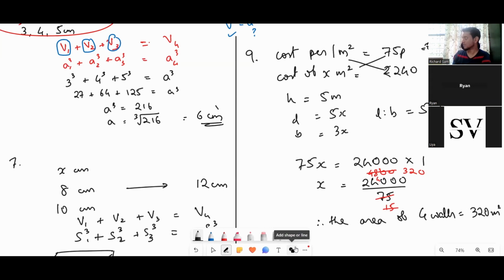Because 75 and 24,000 are in paise, and x and this one are in meter square. 75 paise and this is paise. This is the right side. Right side values are in paise. Left side values are in meter square.